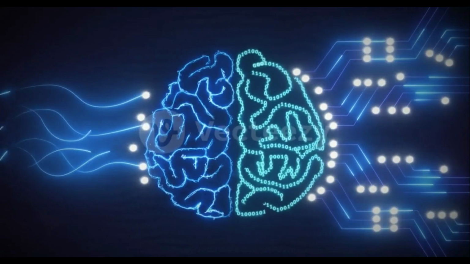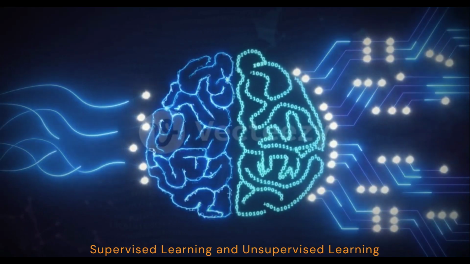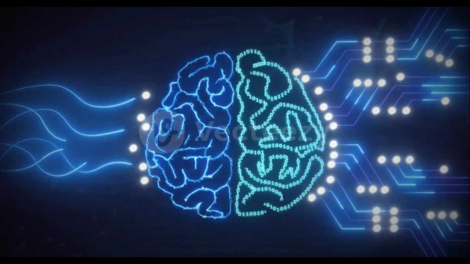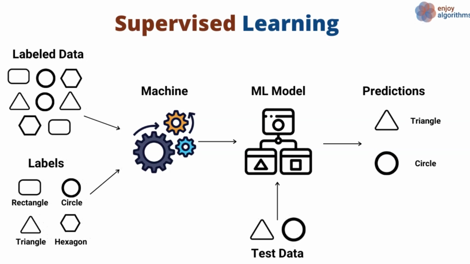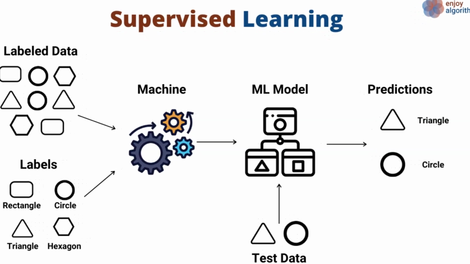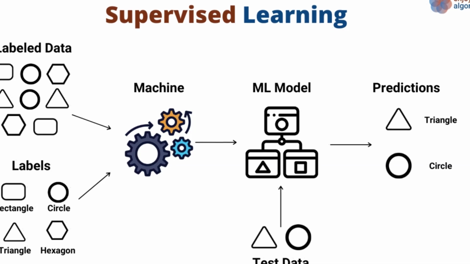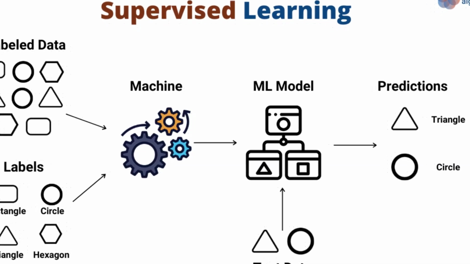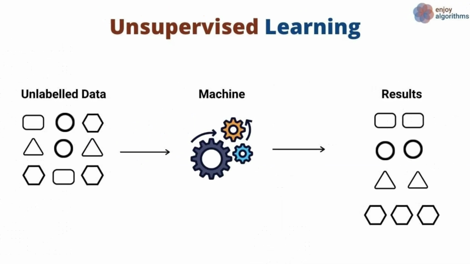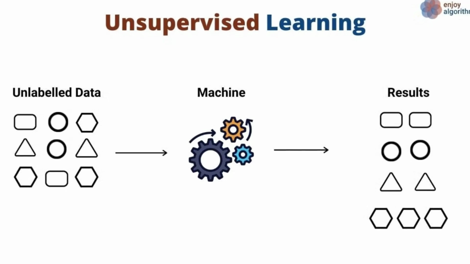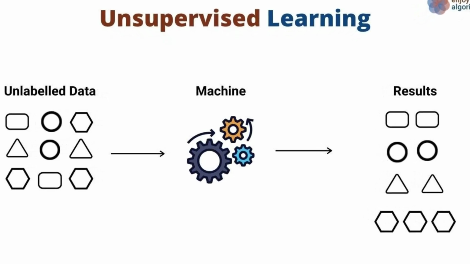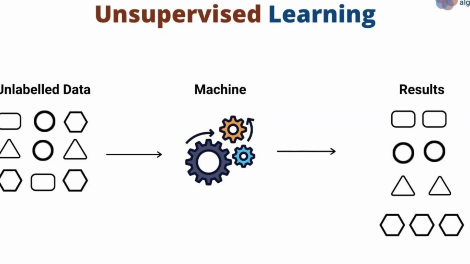The types of machine learning are supervised learning and unsupervised learning. In supervised learning, algorithms are trained on labeled data to learn a mapping function between inputs and outputs. Examples include regression and classification. In unsupervised learning, algorithms are trained on unlabeled data to discover patterns and structures within the data. Examples include clustering and dimensionality reduction.